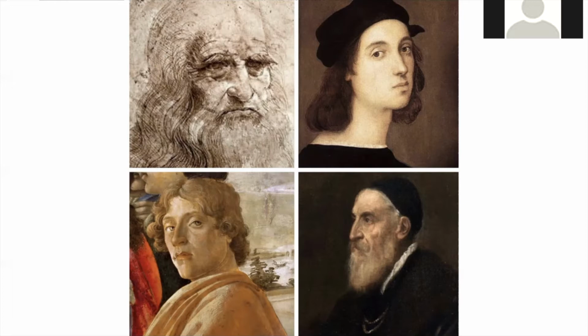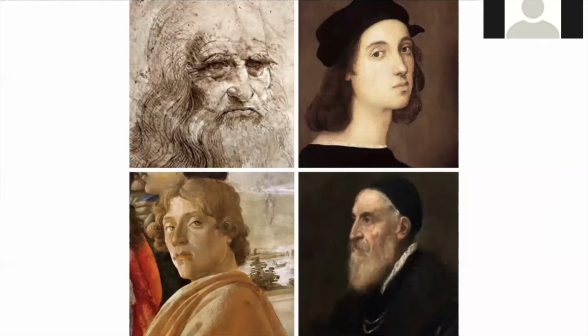On the top right is a self-portrait by Raphael. On the bottom left is Botticelli, and the bottom right is Titian. The Botticelli self-portrait is included in a larger composition with many figures. Artists have been known from time to time to insert the image of themselves in other paintings.